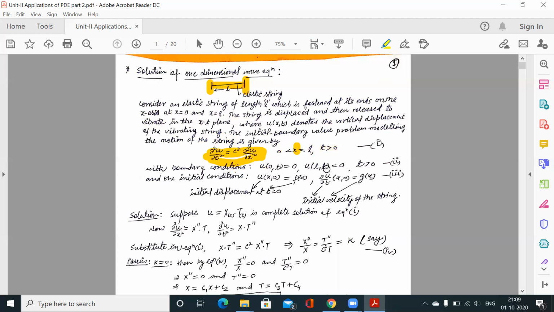This is the main equation which we have to solve. This is the one dimensional wave equation. And with boundary conditions, we have two conditions, because we have to get the particular solution. The boundary conditions are for u(x,t), the solution of this partial differential equation, where u is the dependent variable.